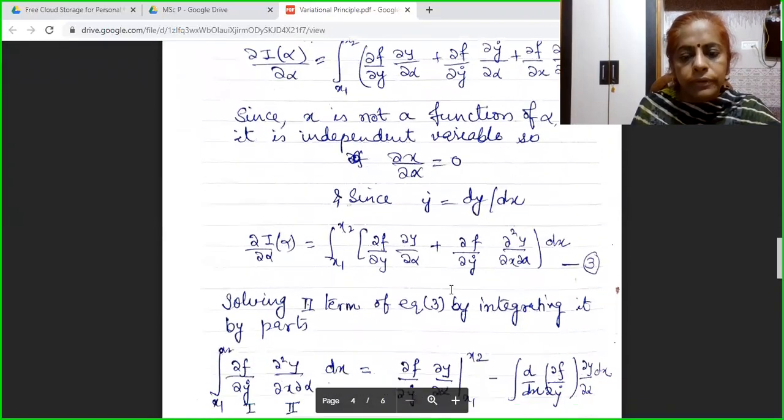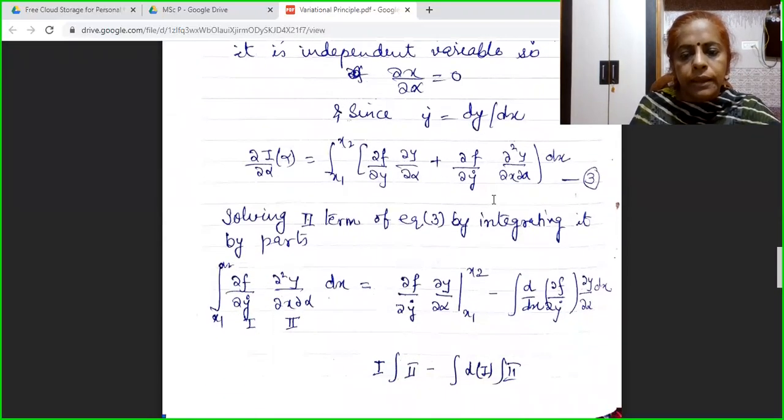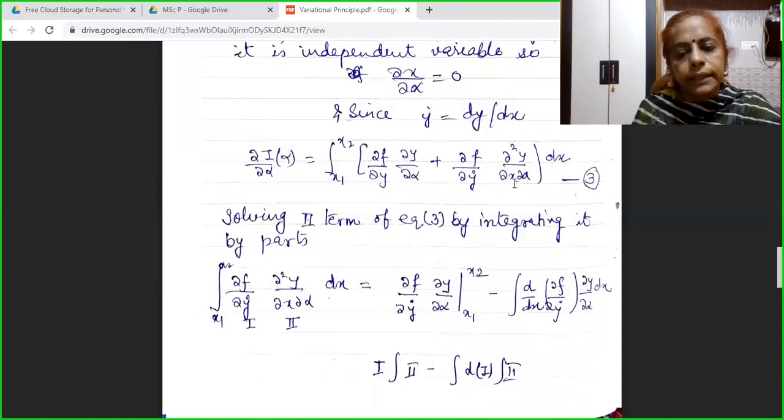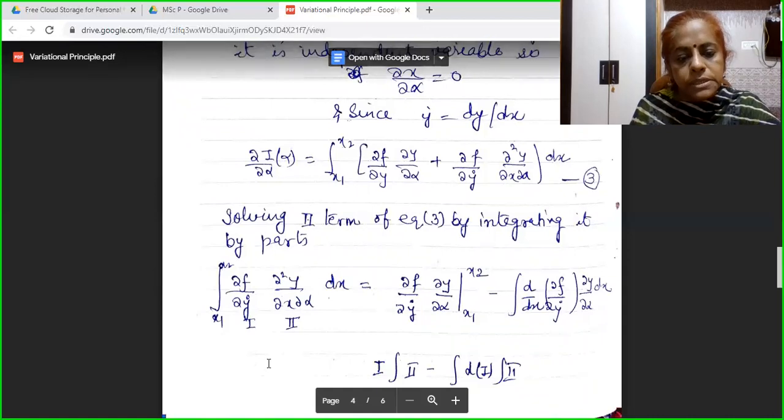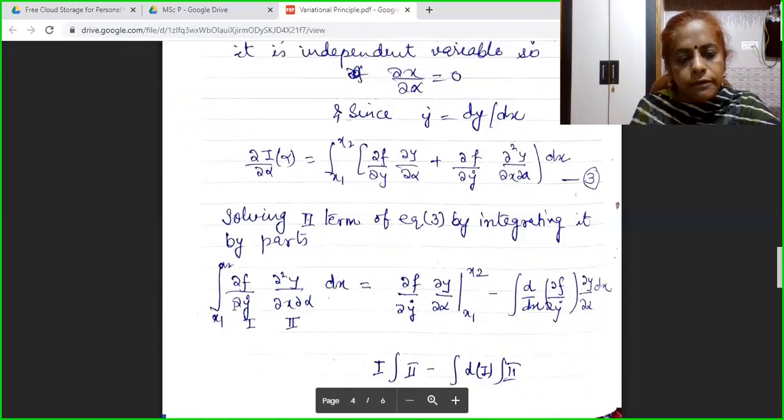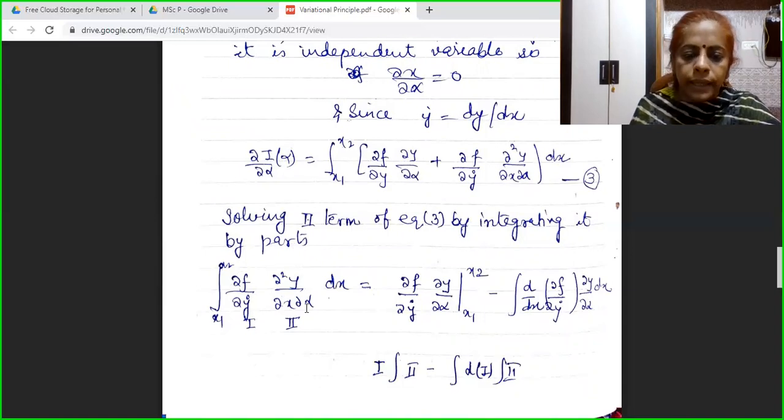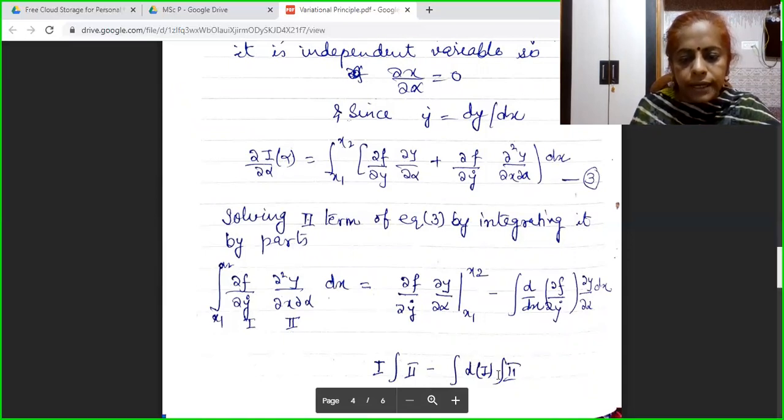Now I will solve this second term by integrating it by parts. Since there are two terms, I am taking this as the first term and this as the second term to solve my integral. We know that when there are two terms in the integral, we have a formula: first term outside, integral of second, minus differential of first and then integral of second.